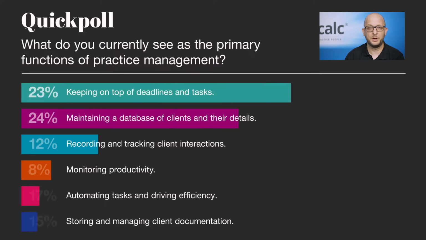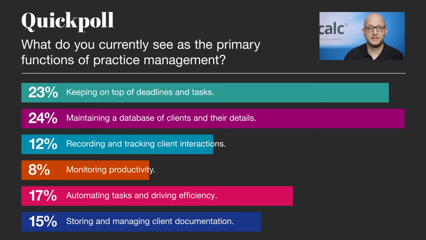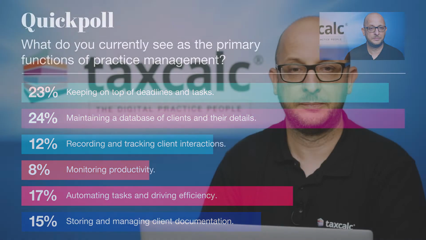So we're looking at the moment, maintaining a database of clients and their details, 24%, keeping on top of deadlines and tasks, 23%. So they look like the 2 key priorities. It's got a good spread through the others though. So with practice management, as we said, means different things to different people, and we're seeing here, I think with these functions, that actually covers a good breadth of what the practice needs. I think we're seeing the results just close off now. So we'll just leave that for another couple of seconds.